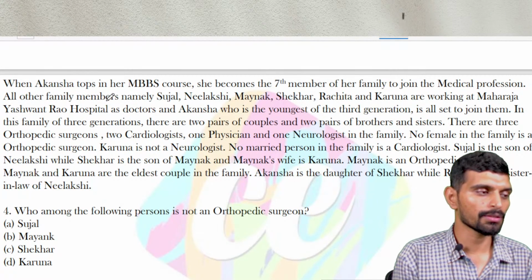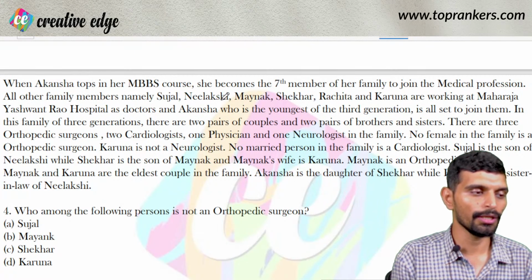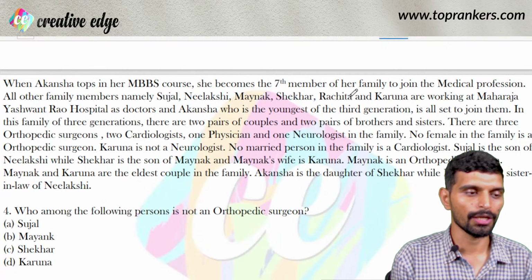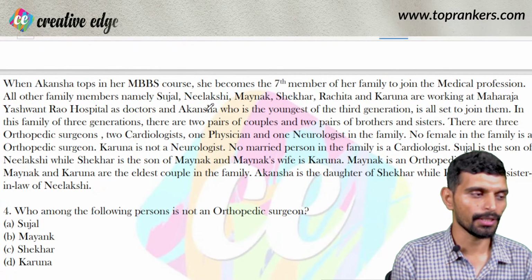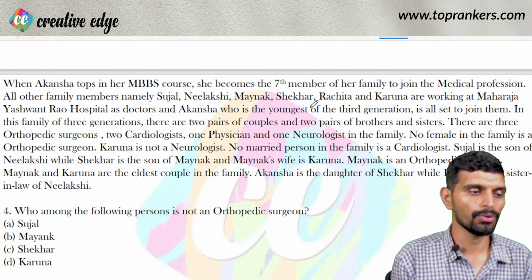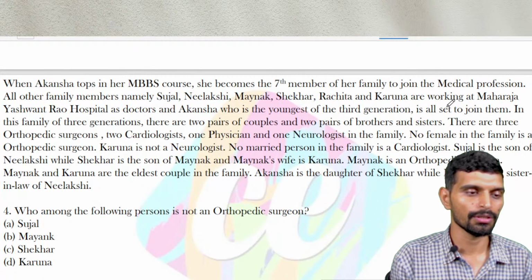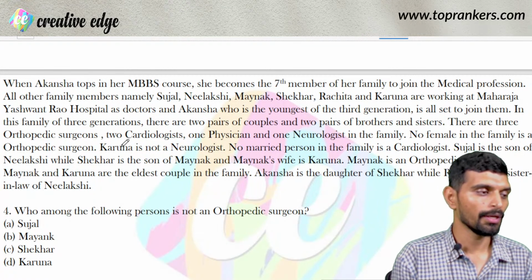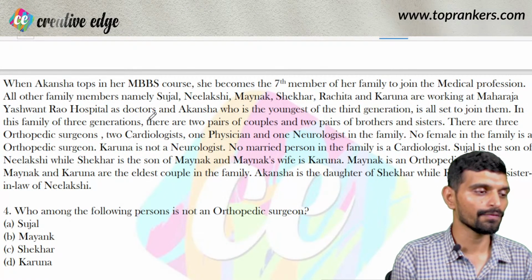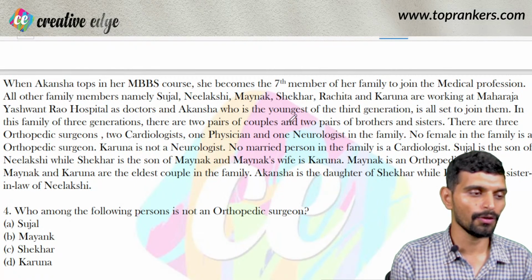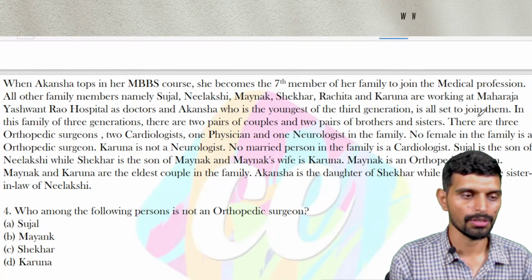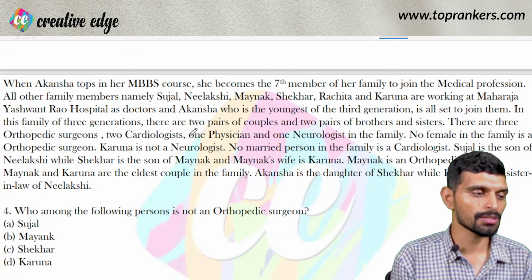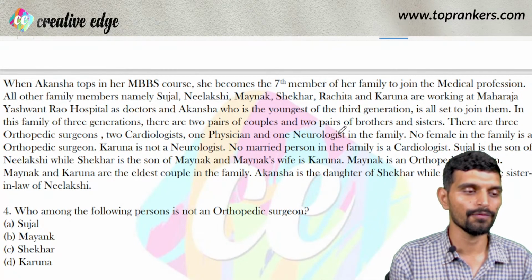All other family members, namely Sujal, Nilakshi, Mayank, Shekhar, Rachita, Karuna, are working at Maharaja Yashwantrao Hospital as doctors, and Akansha, who is youngest of the 3rd generation, is all set to join them. In this family of 3 generations, there are 2 pairs of couples, 2 pairs of brothers and sisters. That is, there are 2 brothers and 2 sisters. There are 3 orthopedic surgeons, 2 cardiologists, 1 physician, 1 neurologist.